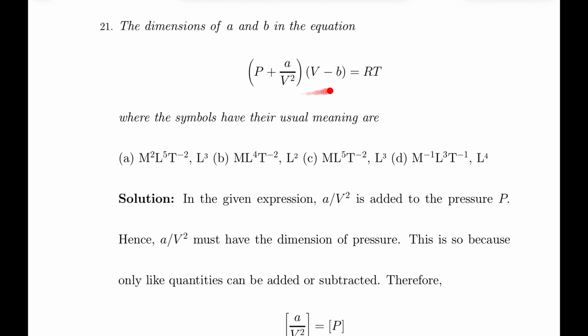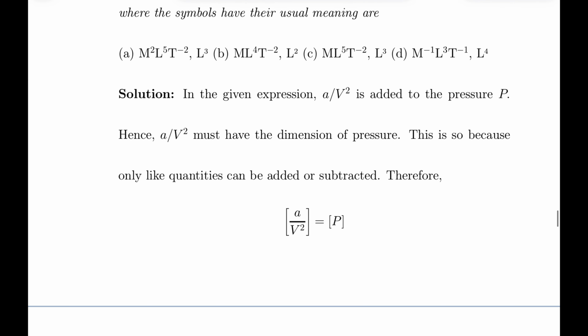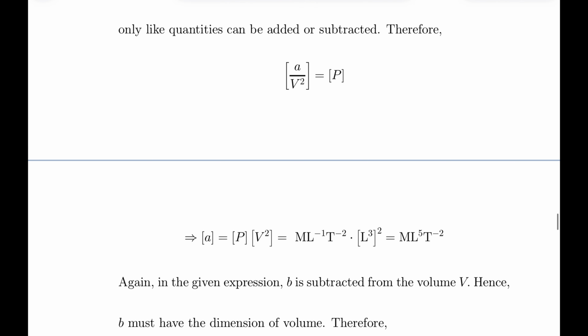So in this given equation, we see that we are adding A by V square to P, and two quantities can be added only if they have the same dimension, isn't it? Therefore, A by V square must have the dimension of pressure. Therefore, A by V square has the same dimension as that of P, and so A will be equal to P into V square.